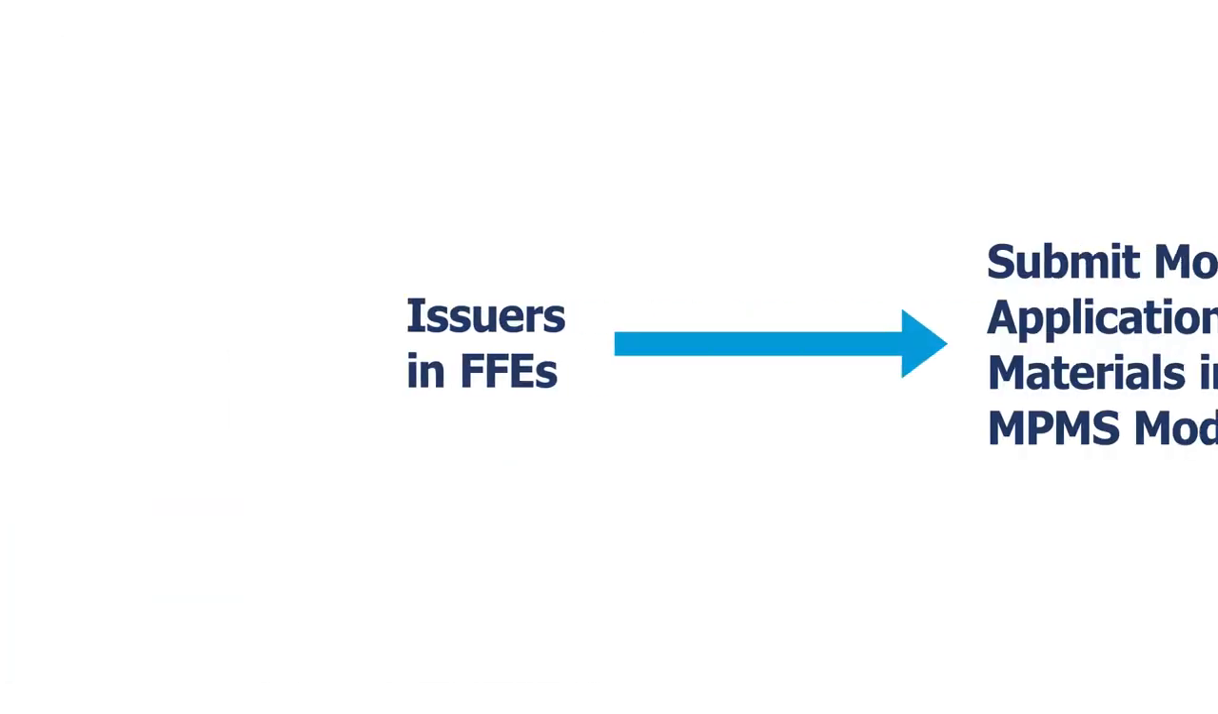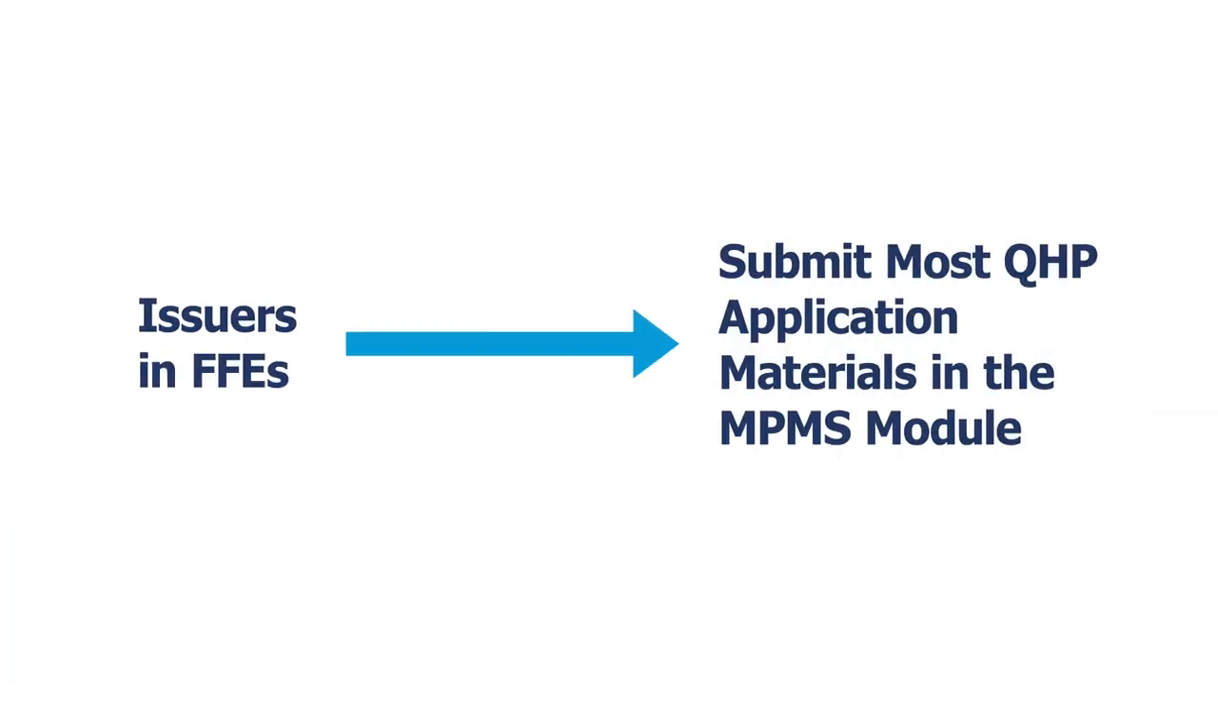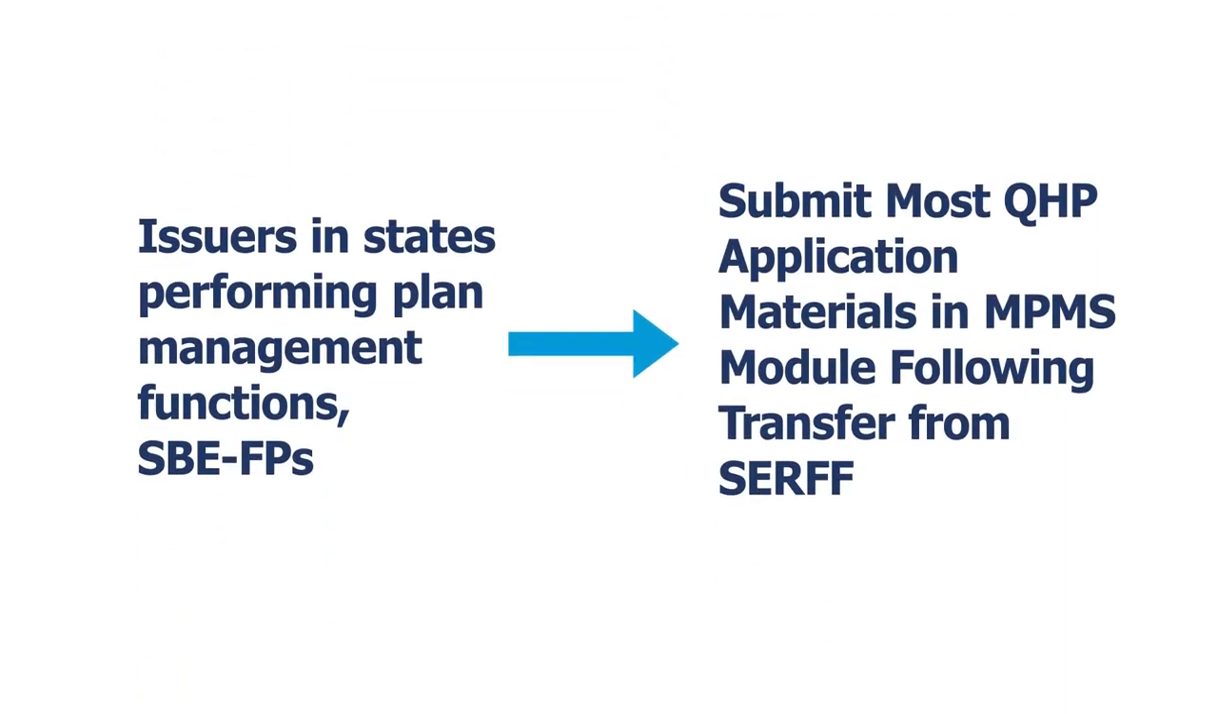FFE issuers submit the majority of their QHP application materials in the QHP Application section of the MPMS module. Issuers in states performing plan management functions and SBEFPs submit some QHP application materials directly in the MPMS module, but must work with their state to ensure successful transfer of the majority of their QHP application data from SERFF to the MPMS module, so that they can cross-validate and submit their QHP application to CMS for review and feedback.